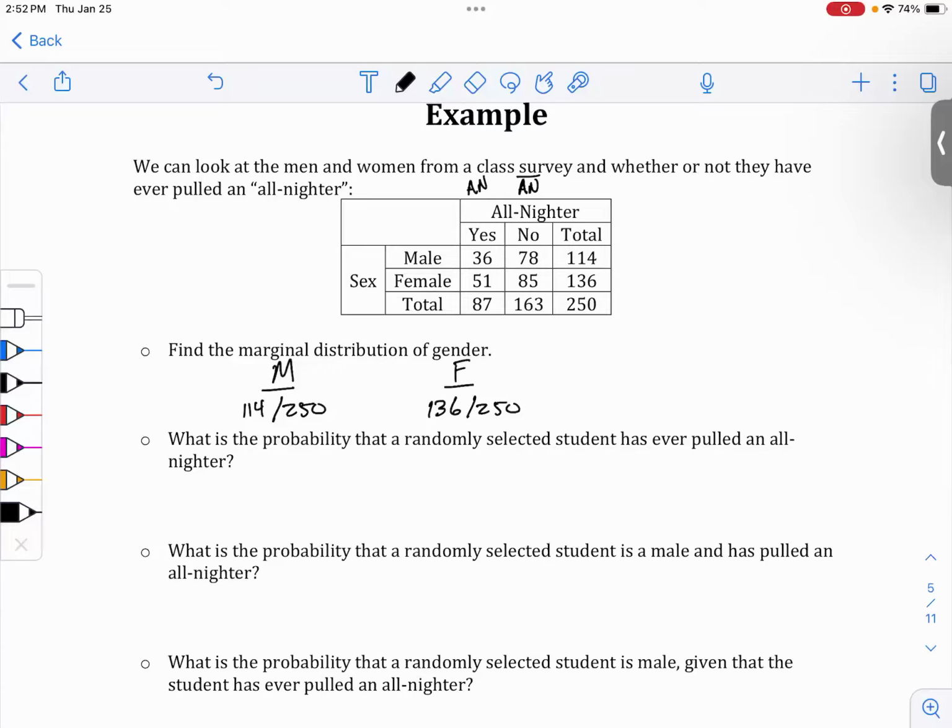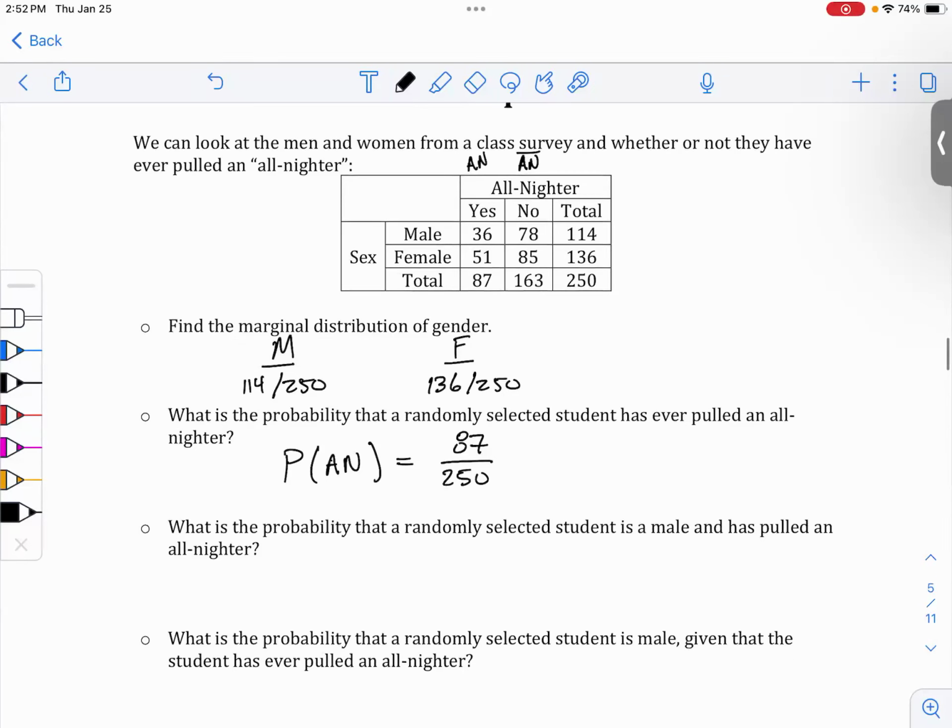So, probability of AN, and in that case, how many students pulled an all-nighter? 87. But remember, this is a probability, so out of 250. Always make sure that you total in the overall probability.